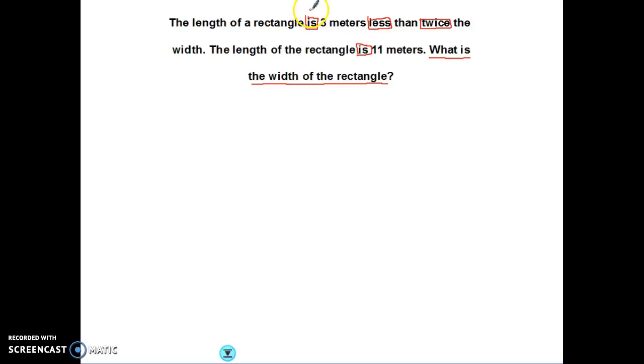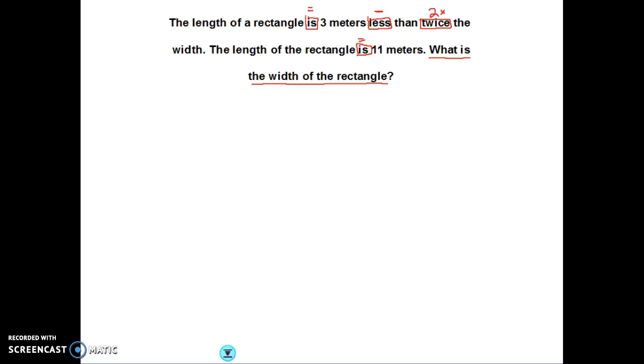The length of a rectangle is, so that means equals, 3 meters less. Less means we subtract. The word twice means 2 times. And our next boxed term is the word is again, which means equals.